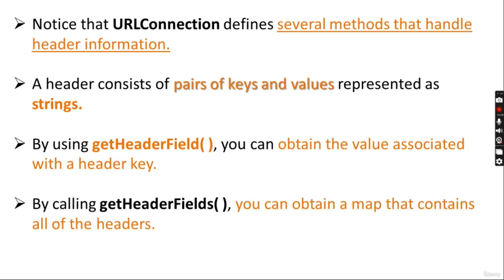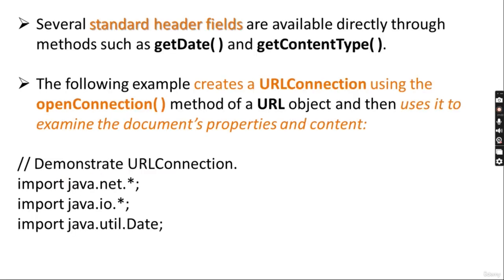URLConnection defines several methods that handle header information, so you can easily get the header information using the URLConnection object. A header consists of pairs of keys and values represented as strings. By using getHeaderField, you can obtain the value associated with a header key. By calling getHeaderFields, you can obtain a map that contains all of the headers. Several standard header fields are available directly through methods such as getDate and getContentType.